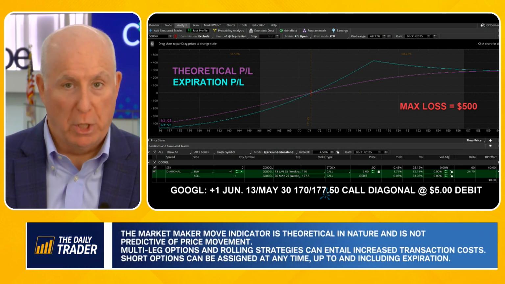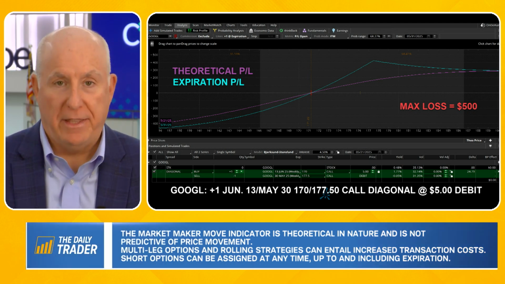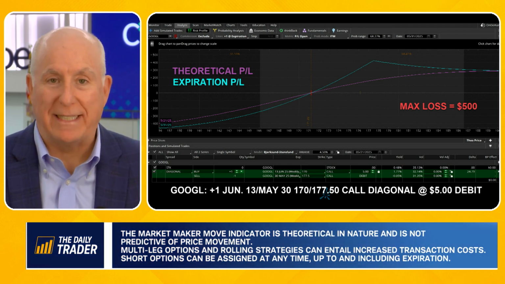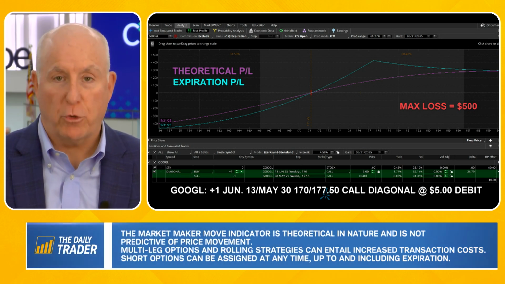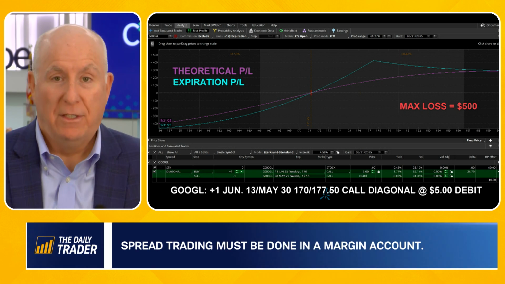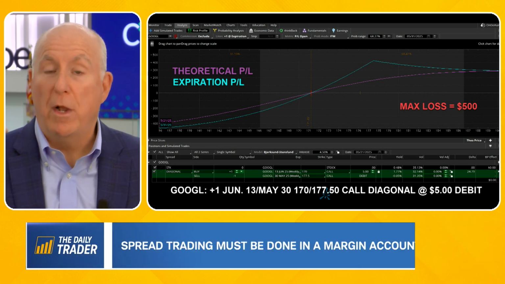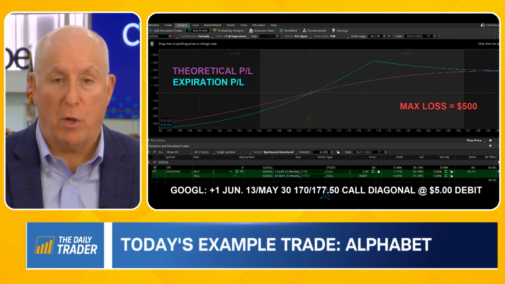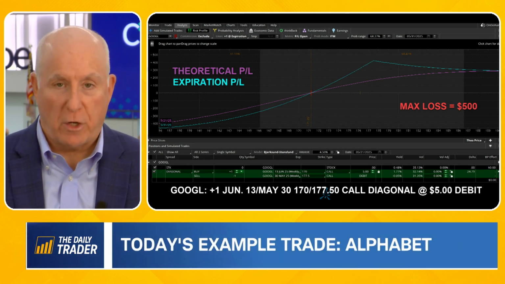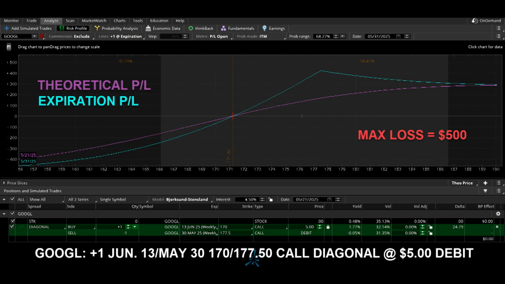Now, it's a bullish posture in this trade. So with a 25, almost 26 delta, this is a trade that does well on the upside. It would do equally as poorly on the downside. So make sure we understand that you could do a put diagonal in a bullish scenario or a bearish scenario. This is a bullish scenario. This is a call diagonal. So buying the 170, selling the 177.5 in the May 30 call, buying the June 13th.